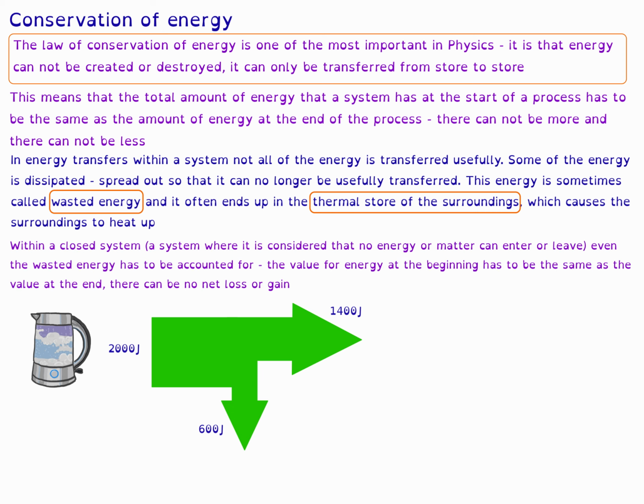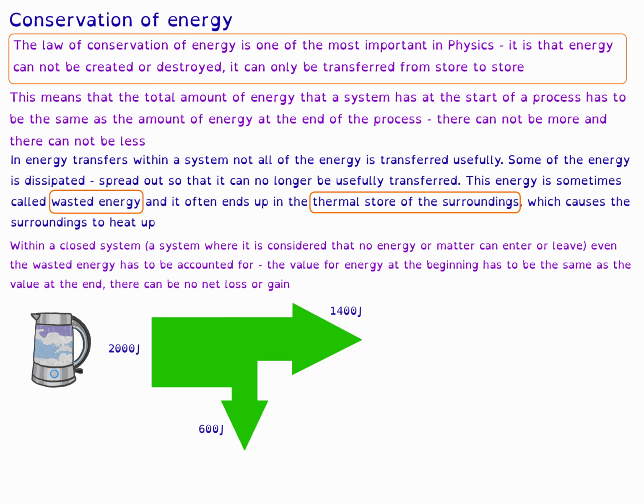Within a closed system, a system where it's considered that no energy or matter can enter or leave, even the wasted energy has to be accounted for. The value for the energy at the beginning has to be the same as the value at the end. There can be no net loss or gain.